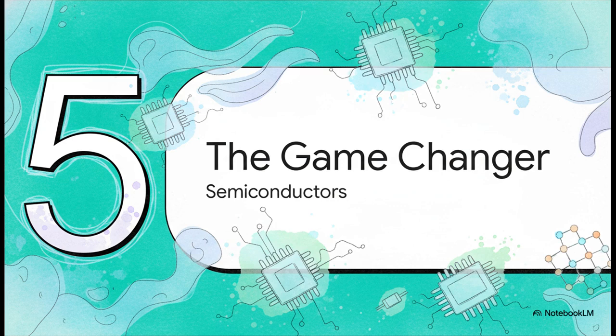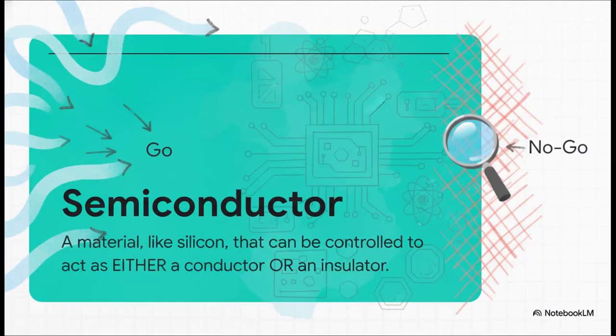But wait, the story doesn't stop there. Because there's this really fascinating third category, a type of material that's not quite a conductor, but not really a perfect insulator either. This in-between stuff completely, and I mean completely, changed the world. We're talking, of course, about semiconductors. So what the heck is a semiconductor? Well, it's a special kind of material, like silicon, that has this one incredible superpower.